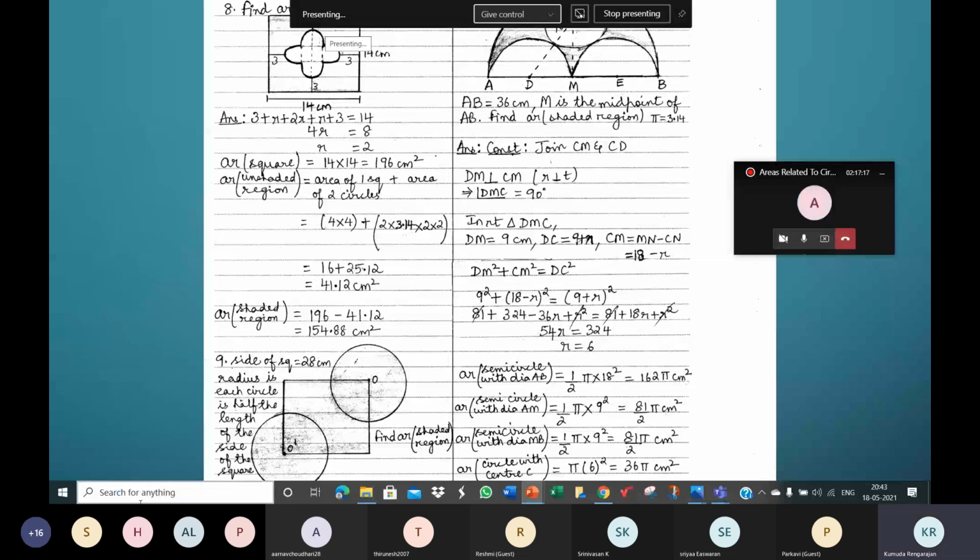Those who have finished can think about the next one. This entire thing is shaded. Find the area of the shaded region. Whatever you see here is shaded. Children, please finish this one and then take down this figure.